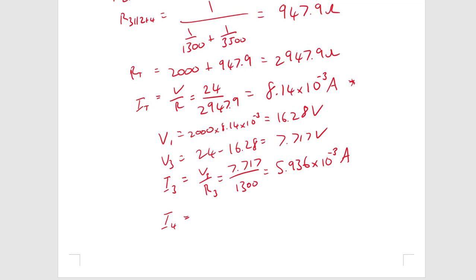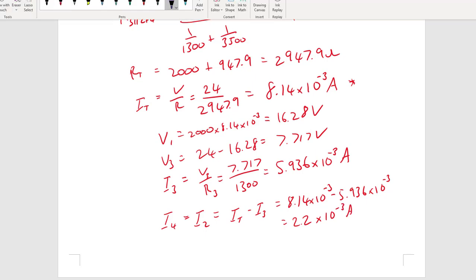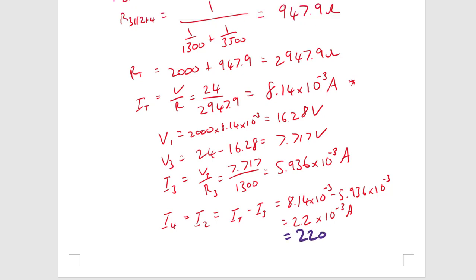So all I need to do now is say, that would mean that the current through 4 is now, that will be the same as the current through 2, by the way, just to point out, and that's going to be equal to the total current minus the current going through number 3. So it'll be 8.14 times 10 to the negative 3, subtract 5.936 times 10 to the negative 3, and I end up with 2.2 times 10 to the negative 3 amps. And you can just write that, if you want, as 2.2 milliamps.